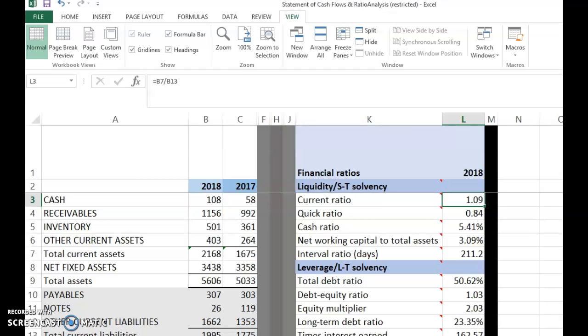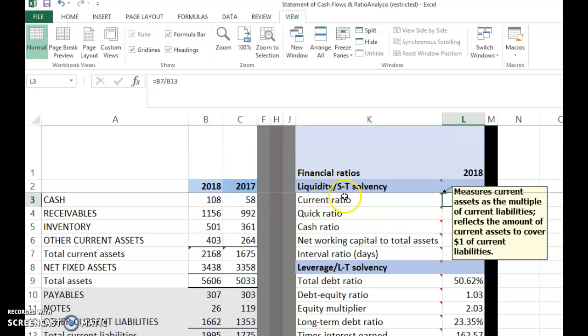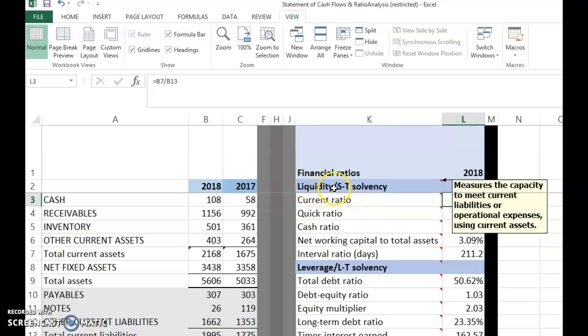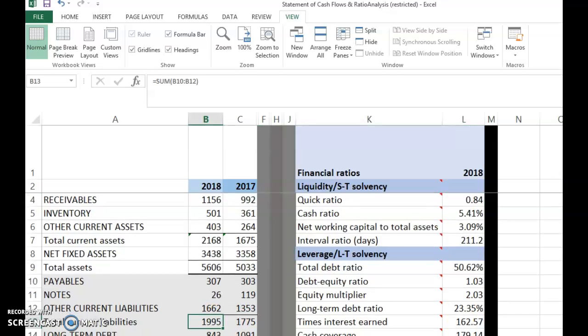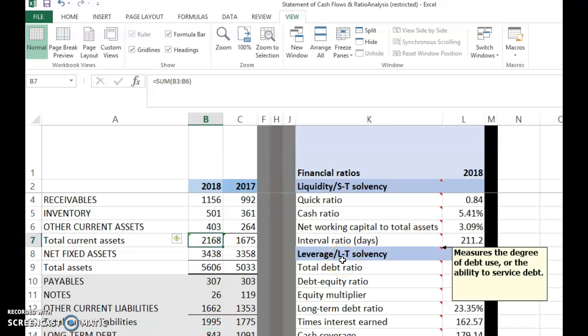So how do you interpret this? The interpretation is like this: you say that the company in 2018 has current assets equal to 1.09 times its current liabilities in that year. Why do we call this liquidity? Liquidity means the ability to pay the current liabilities. If the company has this much of current liabilities, 1995, it has slightly more current assets, which is why it is 1.09.